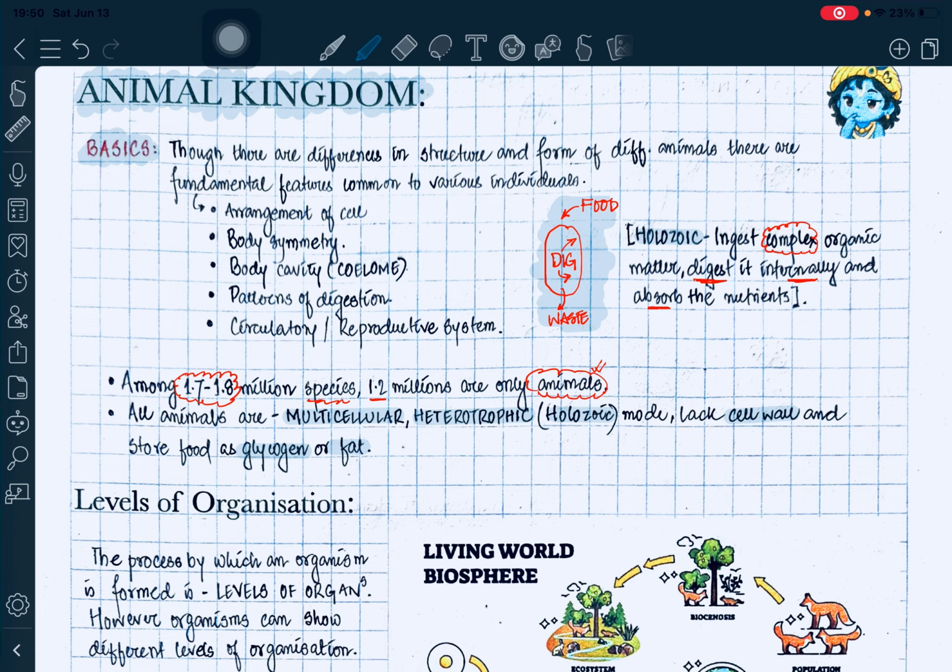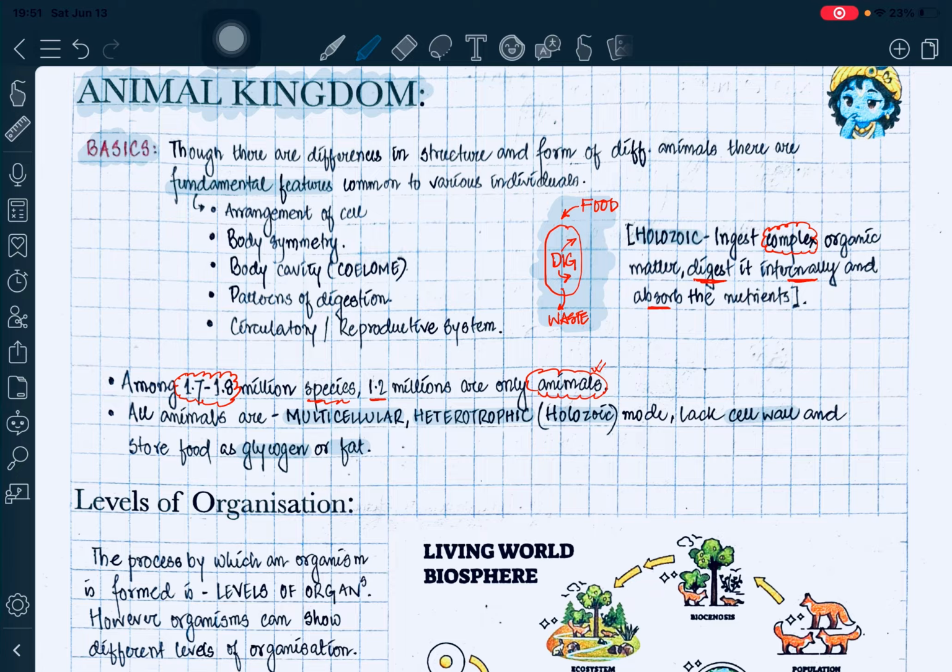Okay, now while discussing this animal kingdom, we know there are different types of animals. There is a very important reason why we need to identify, differentiate and classify these animals. Some features are called the fundamental features, and those features will be common in various individuals. Some things will be common. In the majority of organisms, they will have these common fundamental features.